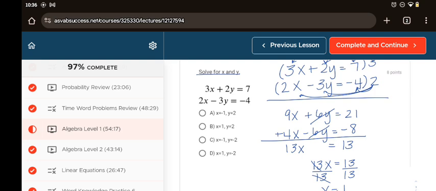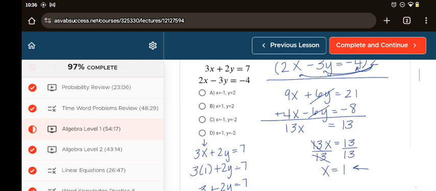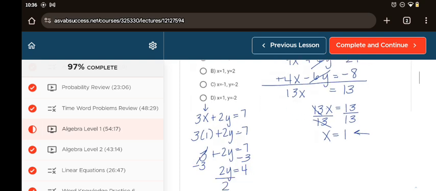Now, here it's asking me for both x and y. So I'm going to grab one of my equations again. Let's just use the first one: 3x plus 2y equals 7. I'm going to plug in the 1 for x because I know what x is now. So 3 times 1 plus 2y equals 7. 3 times 1 is 3, plus 2y equals 7. I minus 3 on both sides. This gives me 2y equals 4. Because that's multiplied by 2, I divide by 2, and 4 divided by 2 gives me 2. So x equals 1, y equals 2.